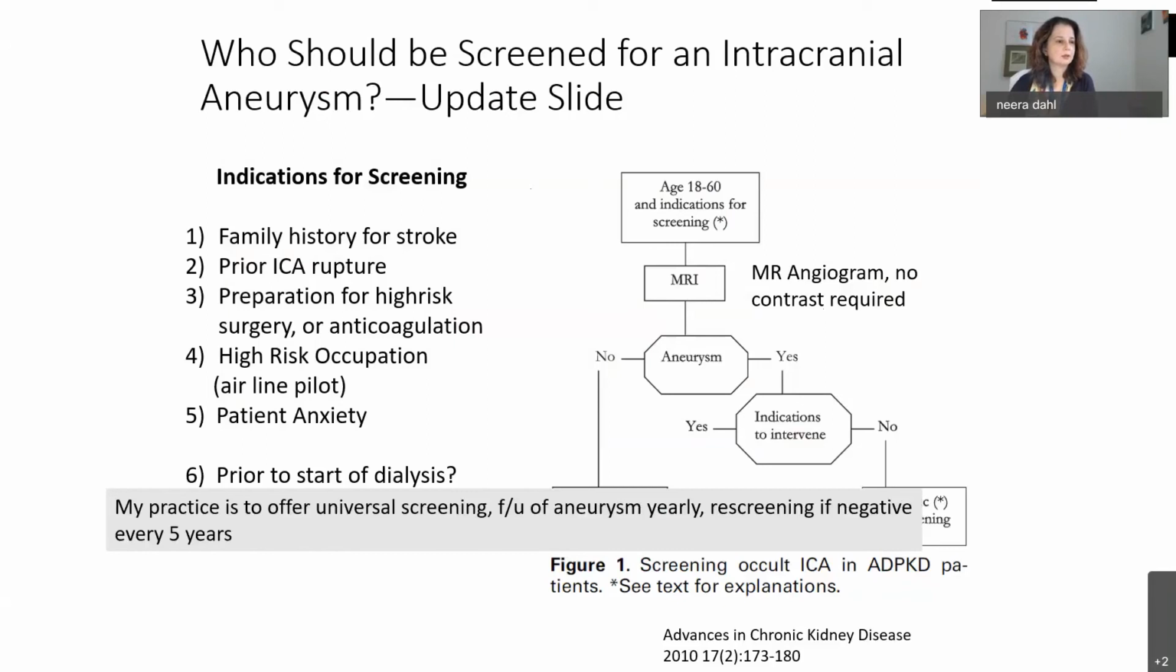And that's what I wanted to put here, that my practice is really to offer that universal screening with follow-up annually if an aneurysm is detected, and rescreening, at least a conversation about it every 5 years if there was no aneurysm detected.